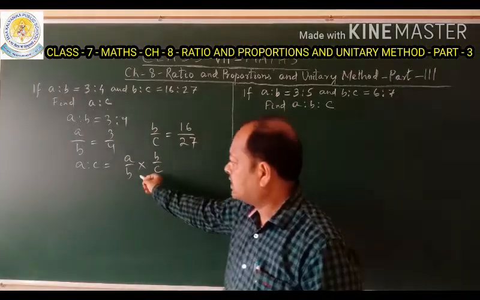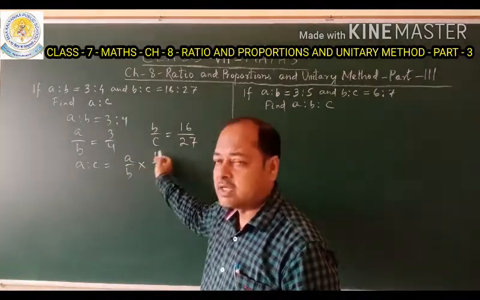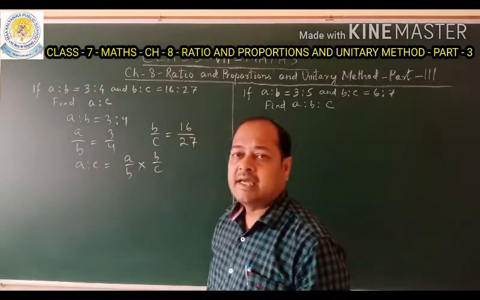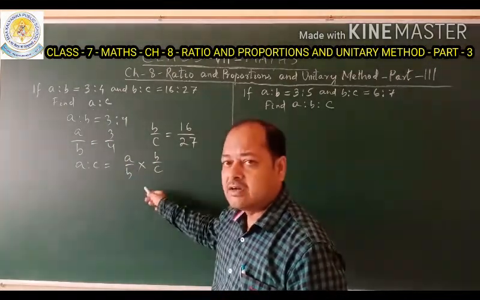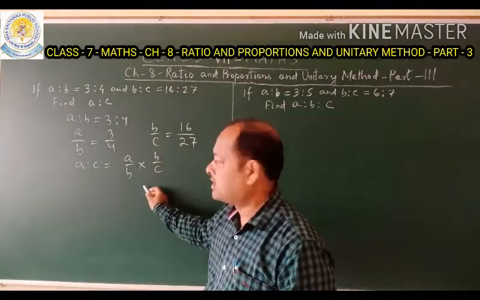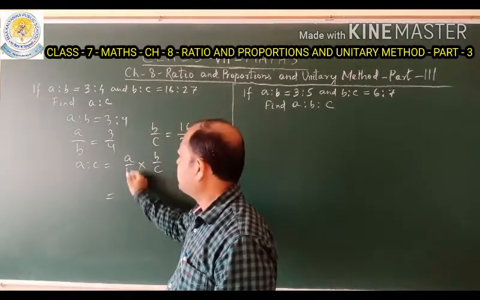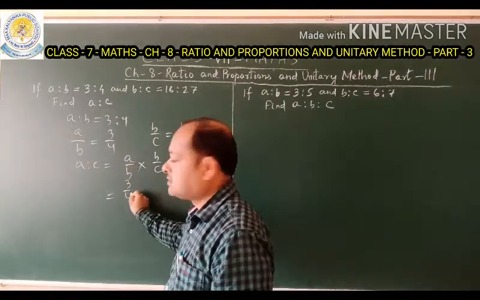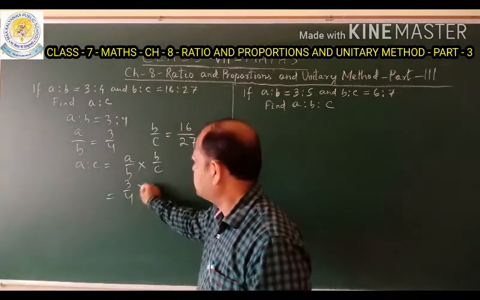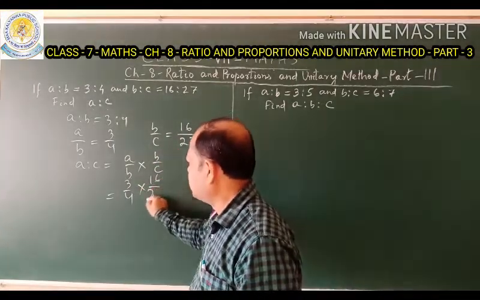Look here, B and B. Here B is the numerator and B is the denominator. If both are cancelled, it will be A upon C, or A is to C. Both values are the same. So you can write in this format. If you write in this format and place the values, A by B is 3 upon 4, into B by C, which is 16 upon 27.